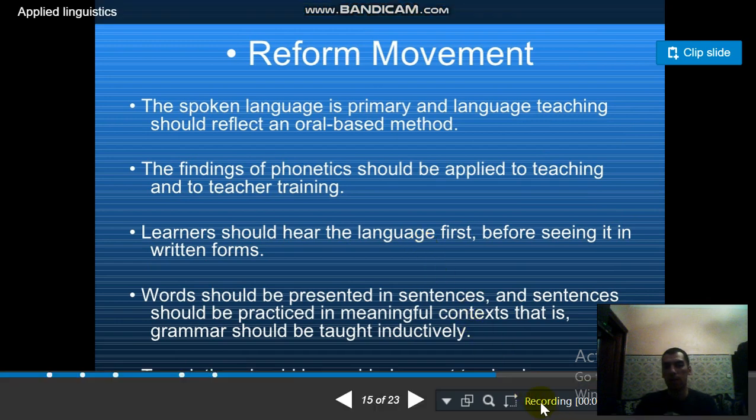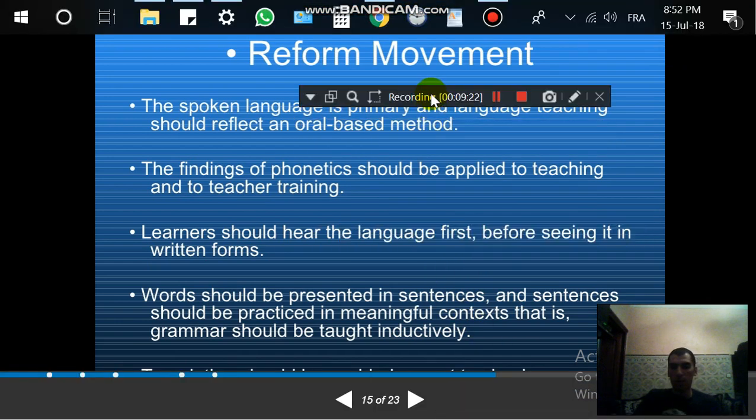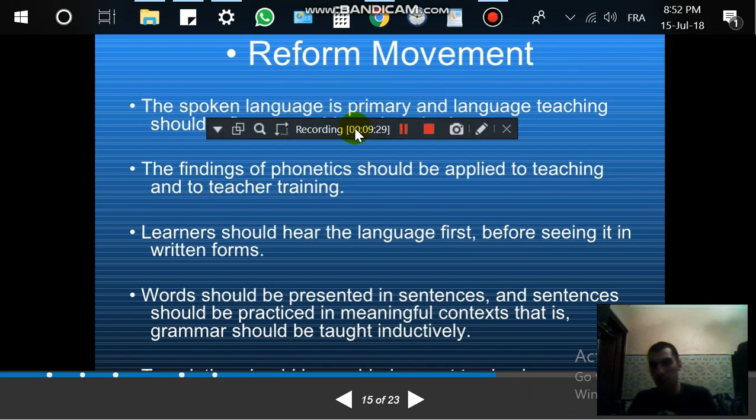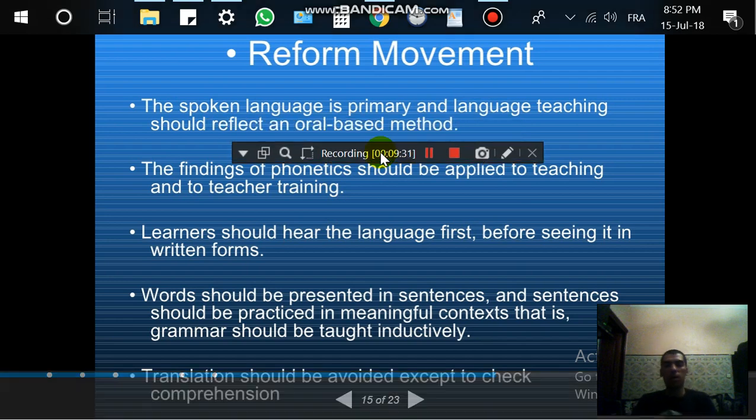This is it. This is the second part of the master's program, which is English language teaching. We have applied linguistics and English language teaching. So the master's program will be mainly on teaching and learning.